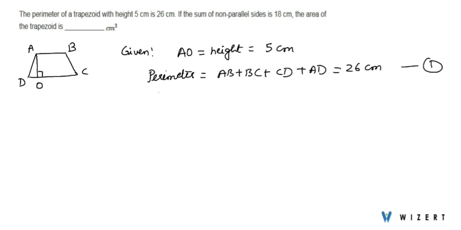And also the sum of the non-parallel sides. Non-parallel sides are AD and BC. So this sum is given as 18 cm. Let this be second equation.